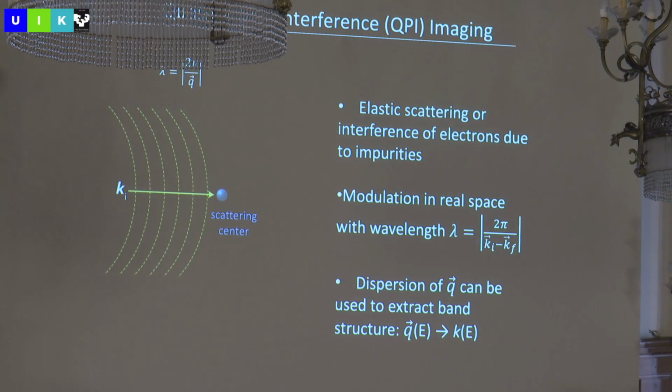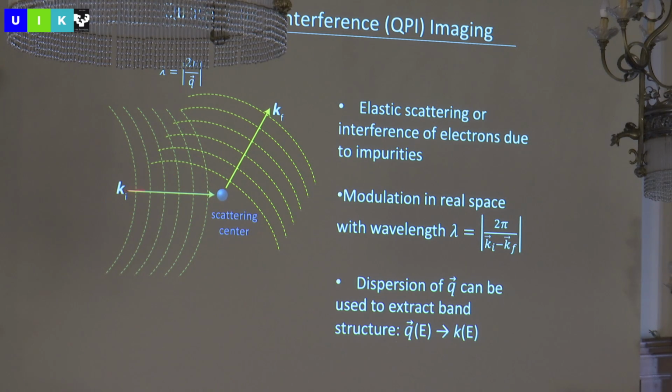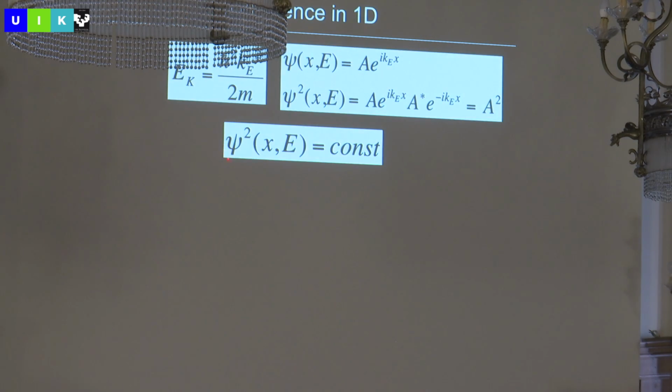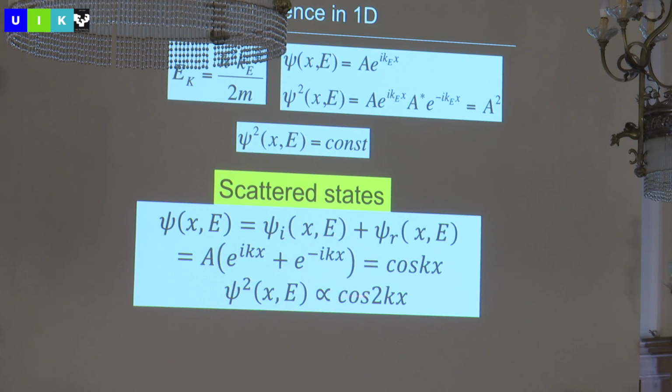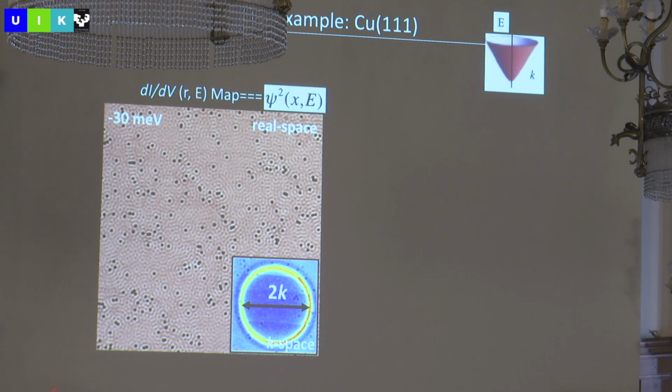OK, so let's talk about quasi-particle interference. I already alluded to this. Usually, psi squared doesn't give you any information. But if you have a scattering center, then you can have an interference between the incoming waves and the outgoing waves. And that interference process, just in 1D, you can see should give you psi squared that looks like cosine 2kx. So just to give you an example, here's a surface of copper.